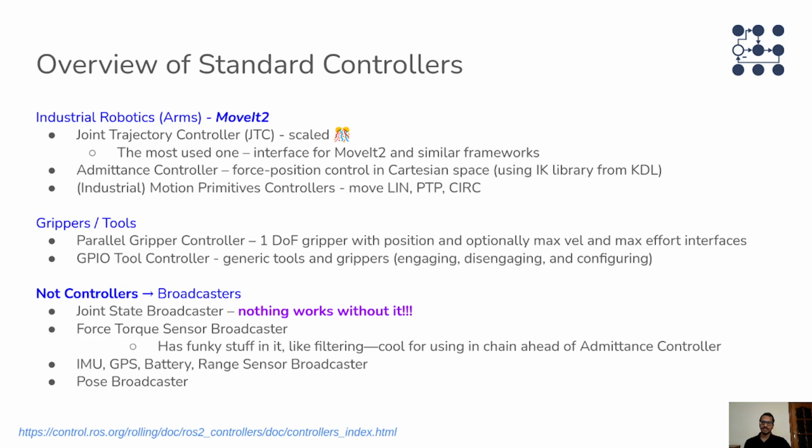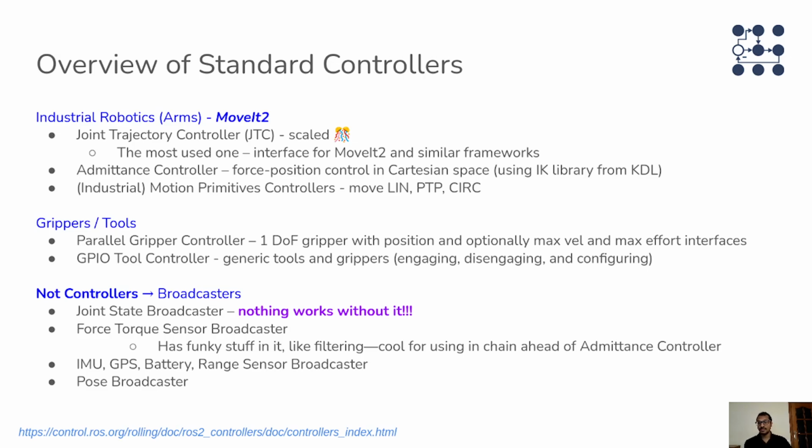And for the different grippers, we have some controllers and the broadcasters, the joint state broadcaster, which is one of the important ones, because you would like to have the TF working. So you need the joint state topic. And the joint state topic is published by the joint state broadcaster. It's basically reading the proprioceptive sensors of your hardware and putting them into the joint state topic and publishing it. And the same for the force torque sensor, IMU sensor, and range sensors.